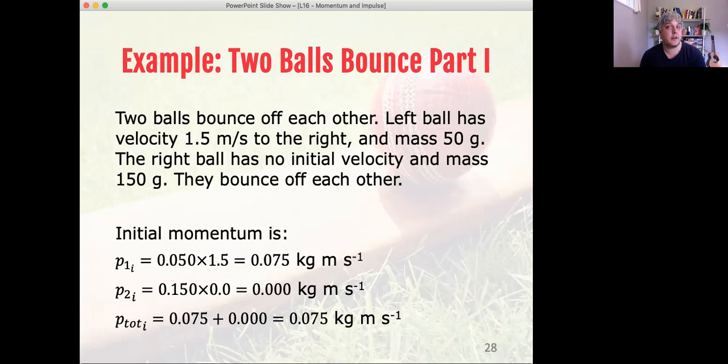The second ball has no initial momentum because it's at rest relative to our reference frame. That means the total momentum of the system is just the sum of those, 0.075 plus 0, which is 0.075 kilogram meters per second. So that's our total initial momentum.